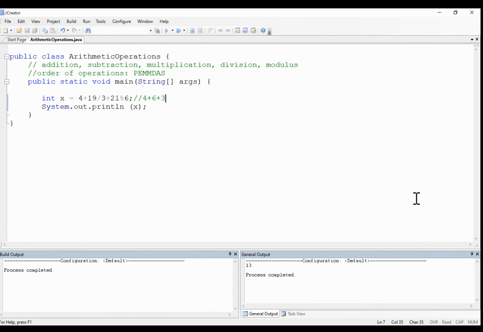Okay? So we always follow the PEMDAS. Which means you start with the parentheses, exponent, modulus, multiplication, division, then addition and subtraction at the end. Okay, so this is about the arithmetic operations.